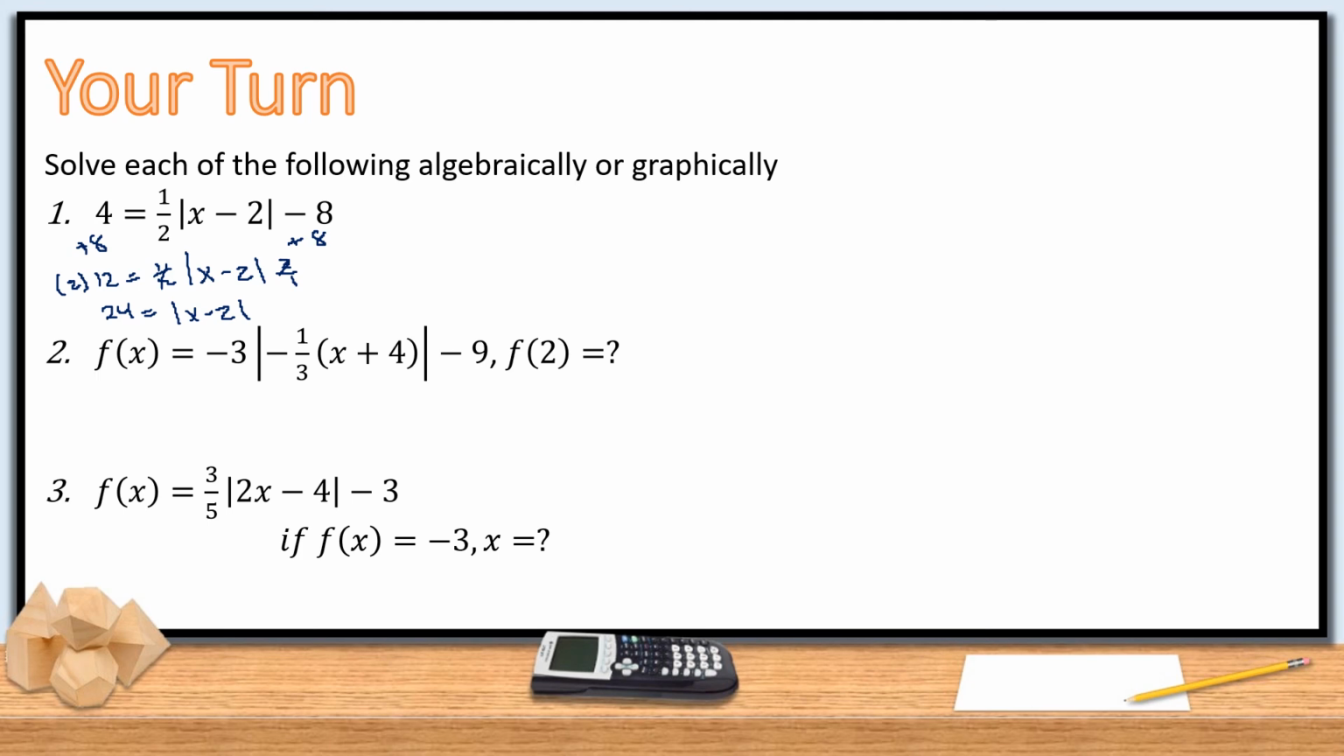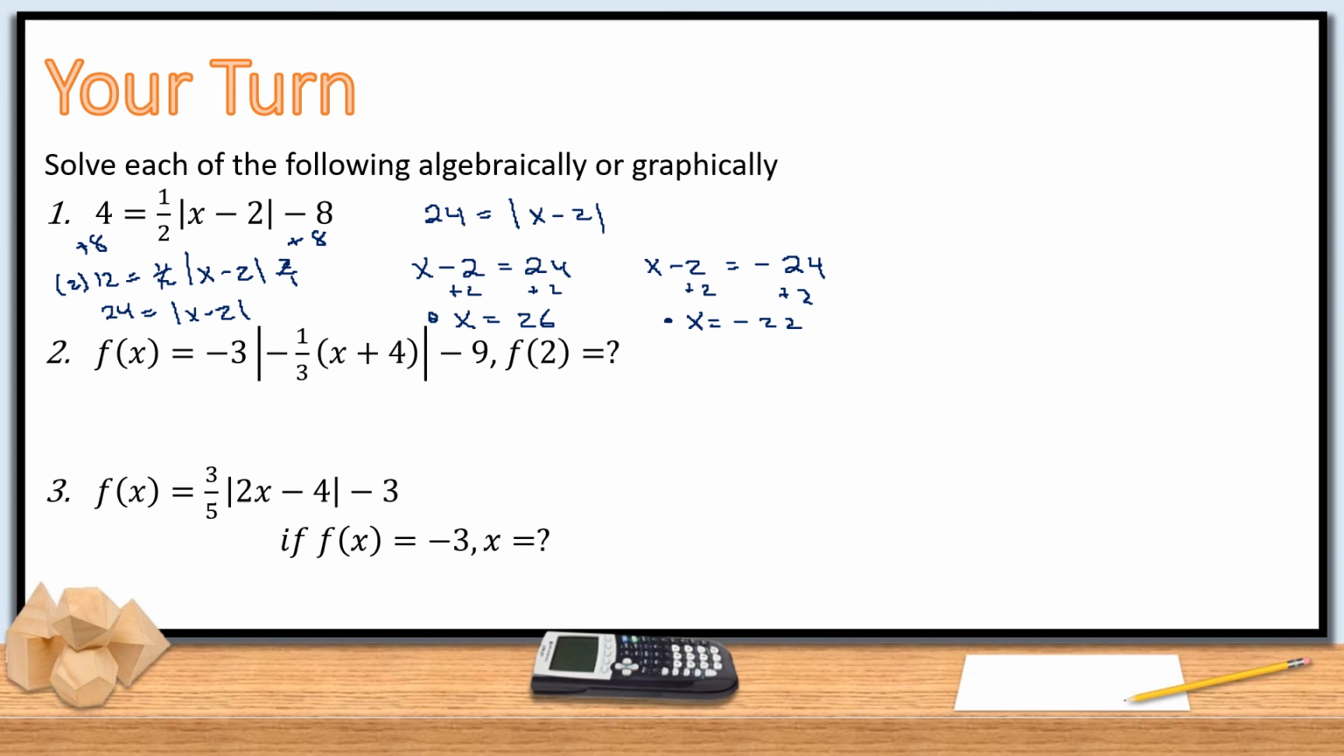All right, so we've got 24 is equal to the absolute value of x minus 2. So that means whatever's inside of the absolute value, the x minus 2, is going to equal positive 24 or negative 24, because if it's negative 24, the absolute value will result in a positive 24 answer. So we add 2 to both sides. In both cases, x is equal to 24 plus 2, which is 26, or negative 24 plus 2, which is negative 22. So there's my 2 solutions, 26 and negative 22.